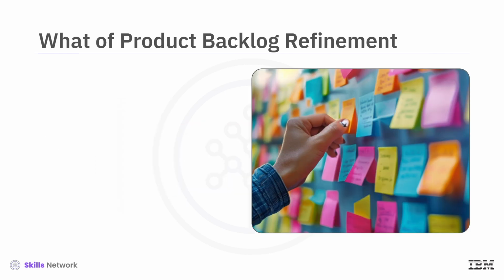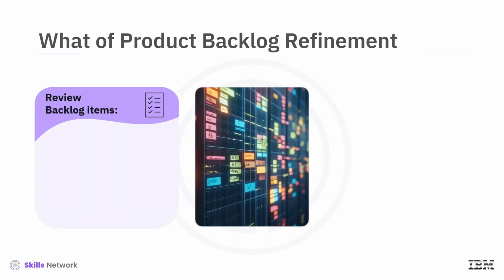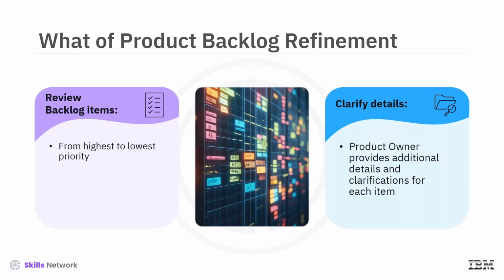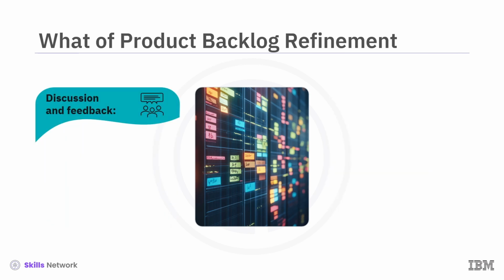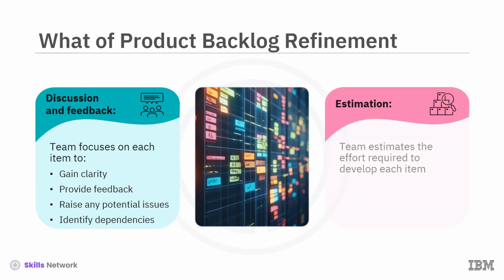The what of product backlog refinement constitutes the workflow or agenda. This workflow includes reviewing backlog items from highest to lowest priority. Clarifying details, the product owner provides additional details and clarifications for each item. Then, there is discussion and feedback. The team focuses on each item to gain clarity, provide feedback, raise any potential issues, and identify dependencies, technical and precedents. Then comes estimation. The team estimates the effort required to develop each item.